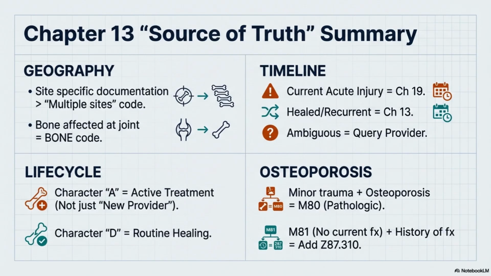To summarize, use specific site and laterality whenever the documentation allows. Assign separate codes for each individual site that's clearly identified. Remember that acute injuries belong in Chapter 19, while chronic issues or conditions resulting from healed injuries fall under Chapter 13. Active treatment is determined by the phase of care, not by which provider is seeing the patient. And for osteoporosis, coding depends on whether a current fracture is present.